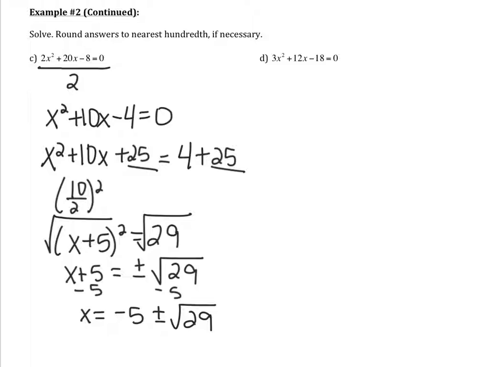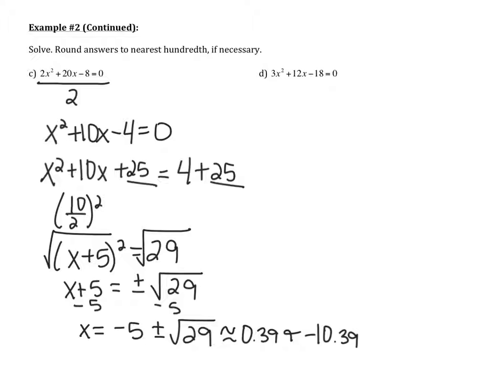So what you can do now is just find your decimal approximations. You're going to take negative 5 plus the square root of 29 in your calculator, and negative 5 minus the square root of 29 in your calculator. And I got about 0.39 and negative 10.39 for my two answers. Let's move on to part D.